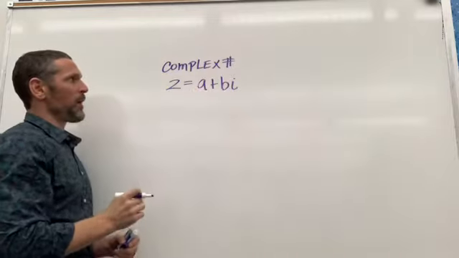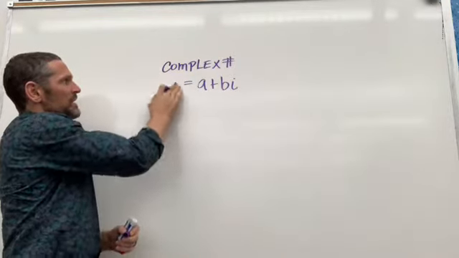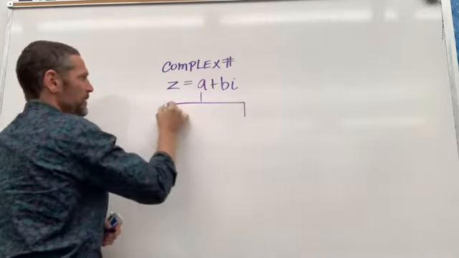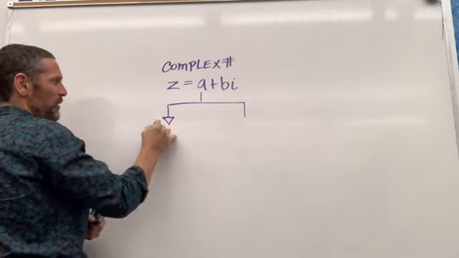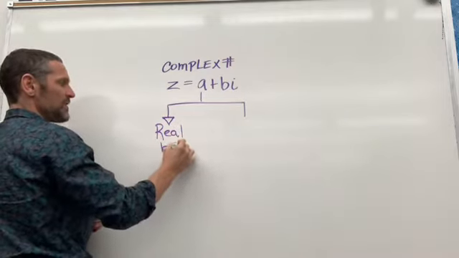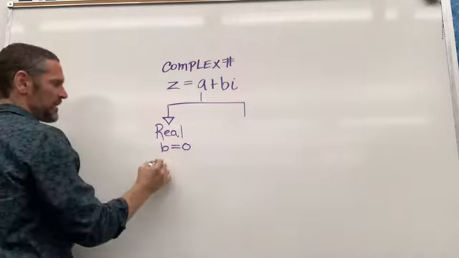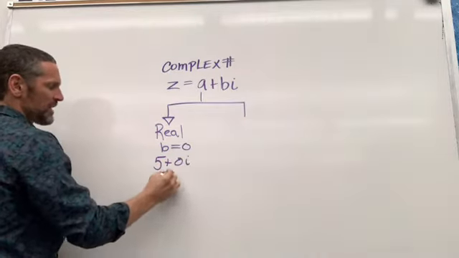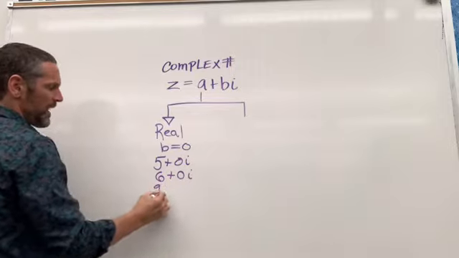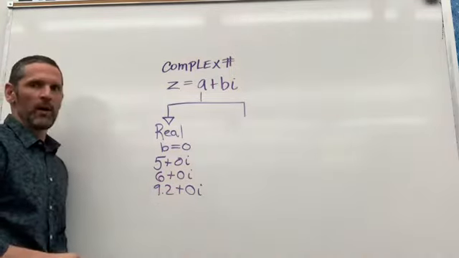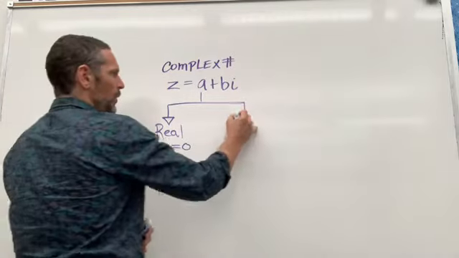A is the real part and b is the imaginary part. So we can break complex numbers down into real numbers. That's when b equals 0. For example, 5 plus 0i, 6 plus 0i, 9.2 plus 0i. Of course, we usually don't write the 0i part.